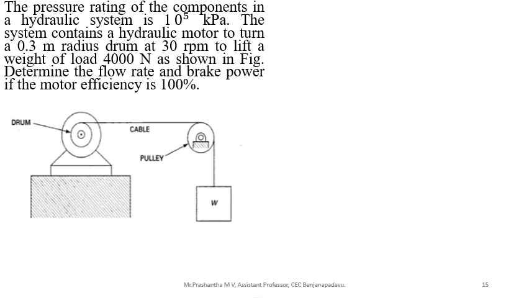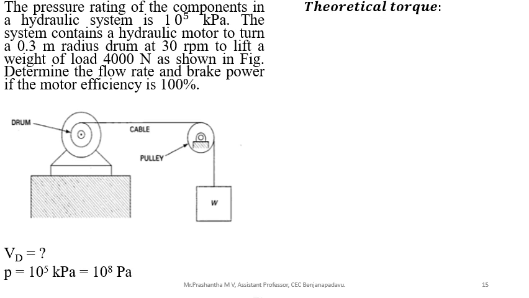Look at the diagram. In the diagram we can see the load, then radius of the drum, okay, load, okay. Then first note down what are the things to be found out. VD to be found out, volumetric displacement, and P is given as data. 10 to the power of 5 kilo means again 10 to the power of 3 will be added. It will become 10 to the power of 8 Pascal or 10 to the power of 8 Newton per meter square.